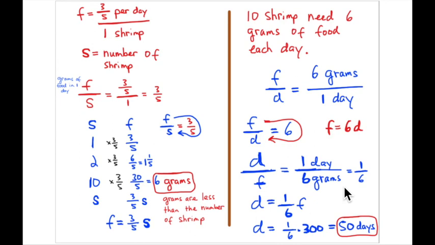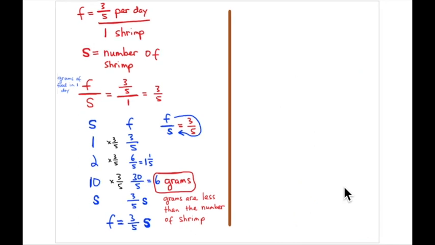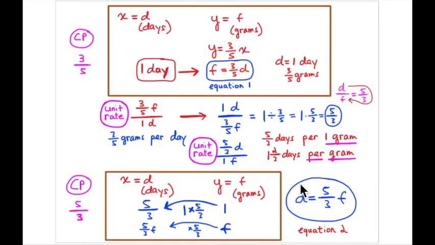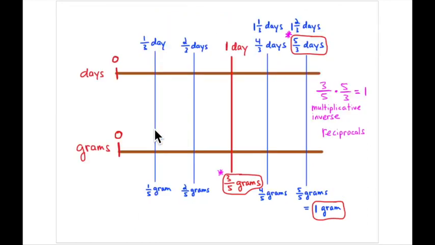A tough problem. All of this is pretty tough. So if you go through this, have students draw this double number line, think carefully about the unit rates, think carefully about grams of food per day or days per 1 gram of food. So days per 1 gram of food, or the grams of food per 1 day. Tough problem.